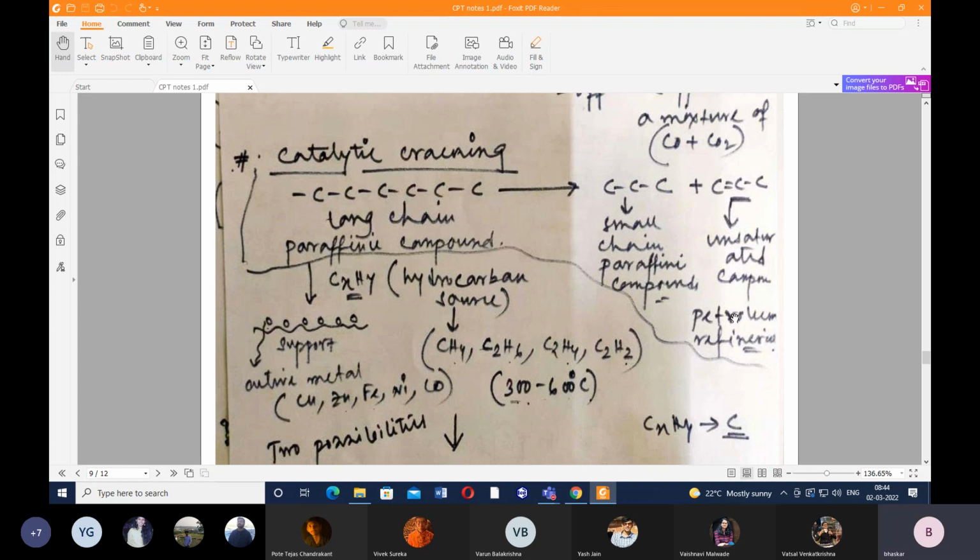Graphene is again a 2D carbonaceous material which has a surface area as high as 2000 meter square per gram. So these are basically considered as support materials. This comes under the carbonaceous support materials.